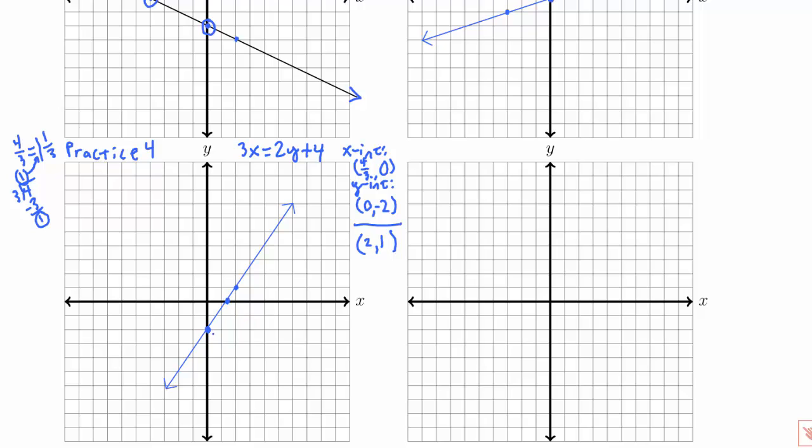Notice that I only had to do the first two. I did not have to do the (2, 1) here because that's not what was asked. The only thing that was asked was to use the (4/3, 0) and the (0, -2). I used this (2, 1) just so that I can figure out if I did this correctly, if everything falls onto a line. You don't have to, but honestly I kind of recommend it. It helps.